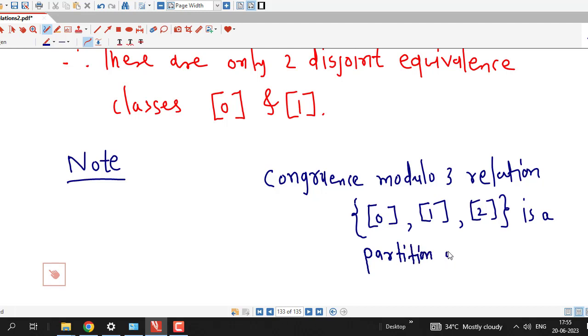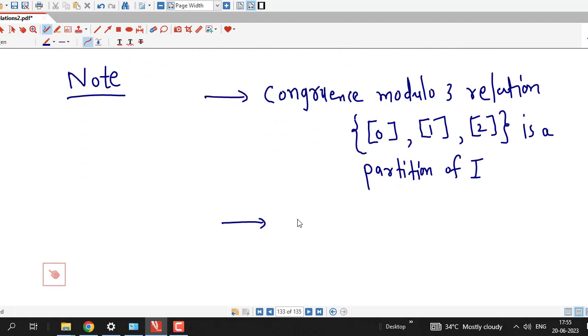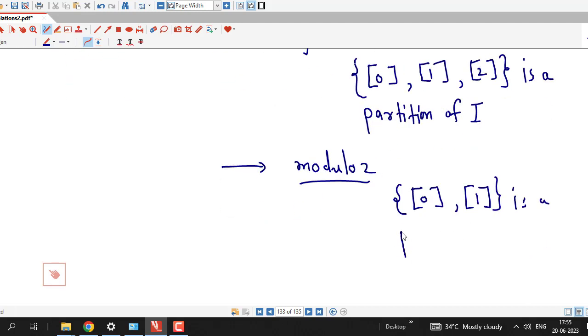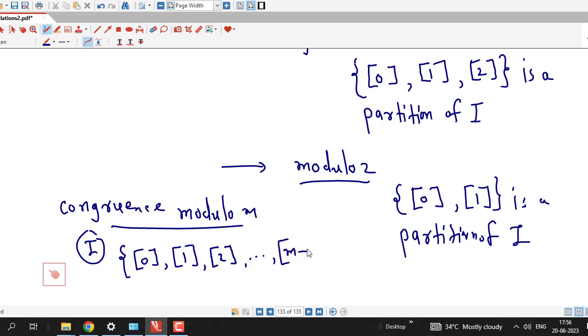So if I have congruence modulo 3, I have 3 disjoint equivalence classes, and in this lecture we have seen the congruence modulo 2 relation, and we find that we have 2 disjoint equivalence classes and their union is the set of integers. So here this partition contains 2 disjoint equivalence classes. This is in general true if I have a congruence modulo m relation. Suppose I have congruence modulo m relation on the set of integers, then there will be exactly m disjoint equivalence classes, 0, 1, 2 and so on up to m minus 1.